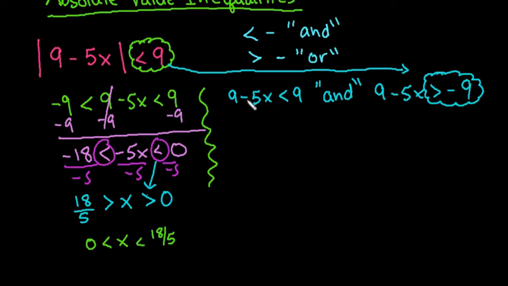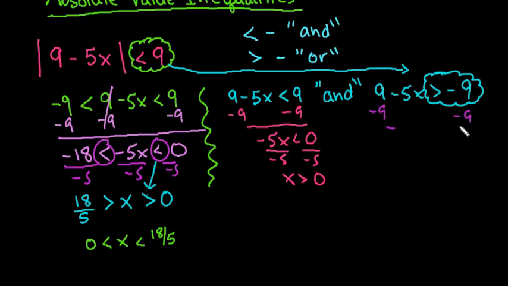Just to show you that you get the same answer, if you were to do it this way, we would just solve this inequality by subtracting 9, and we get -5x is less than 0. Divide by -5, and x is greater than 0, so that's our first. And then we would do the same thing with this one. We would subtract our 9, and we get -5x is greater than -18. If I divide both sides by -5, we get x is less than 18/5.